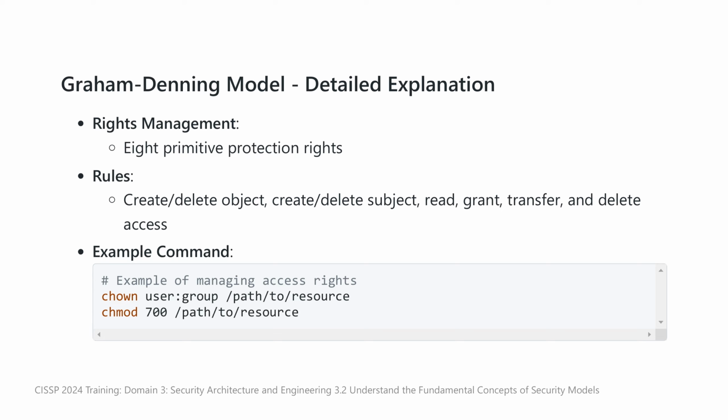The Graham-Denning model outlines the mechanisms and rules that govern access rights management and secure object handling within a system. This model identifies 8 primitive protection rights, which include the ability to create and delete objects and subjects, as well as to read, grant, transfer, and delete access. To provide a clearer understanding, let's look at an example command used in Unix-based systems for managing access rights.